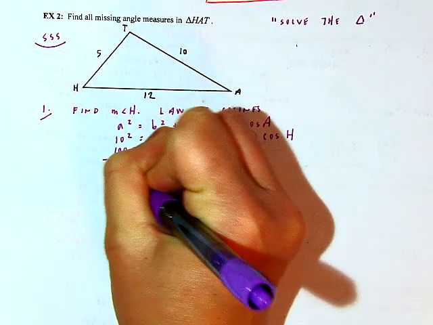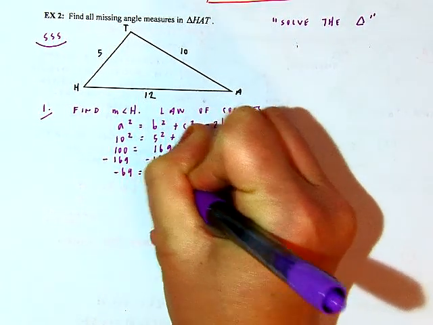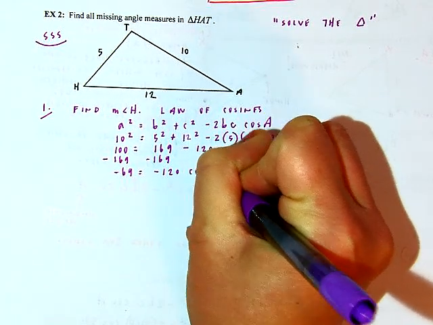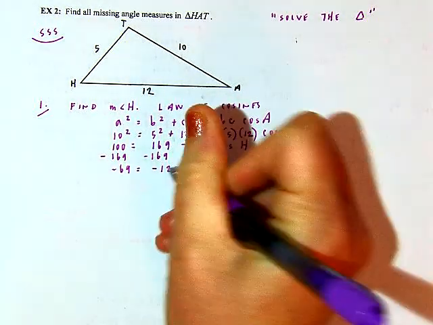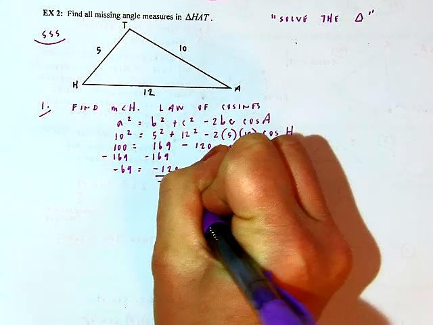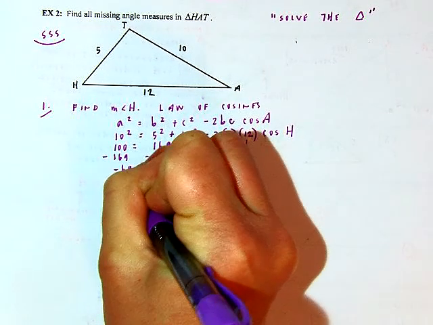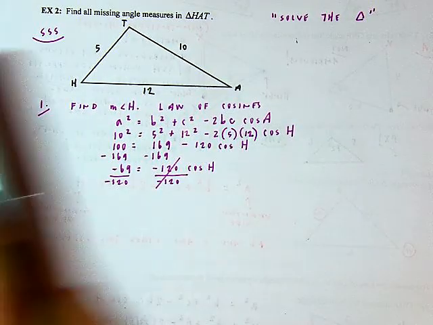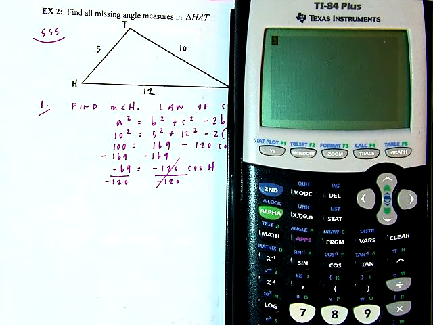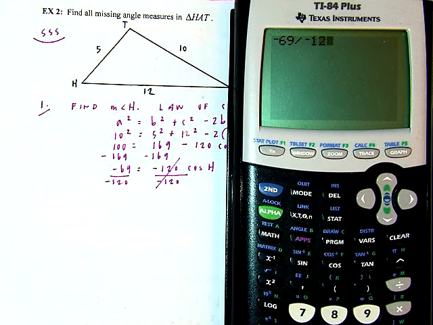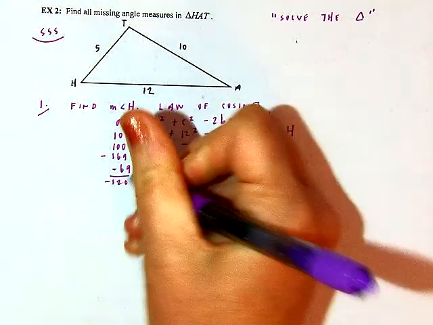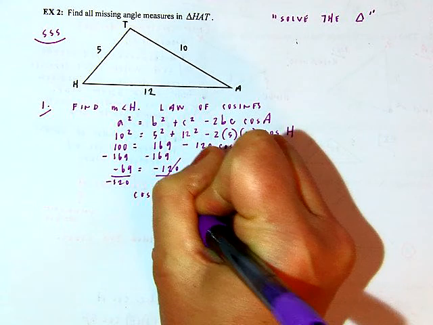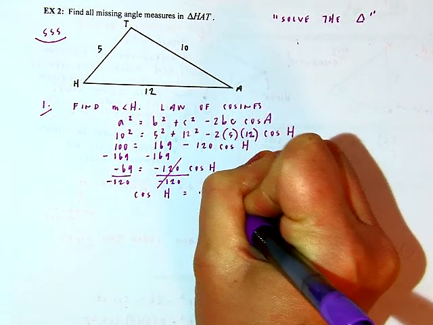So I have negative 69 is equal to negative 120 times cosine h. All right, from here again, I'm trying to get that cosine h all by itself. So I can divide away the negative 120. And that's going to leave me with, let me crunch it. So I have a negative 69 divided by a negative 120. So I know a negative over a negative is going to give me a positive, and my ratio is 0.575. So cosine h equals 0.575.